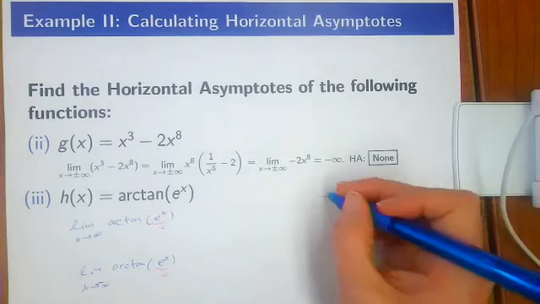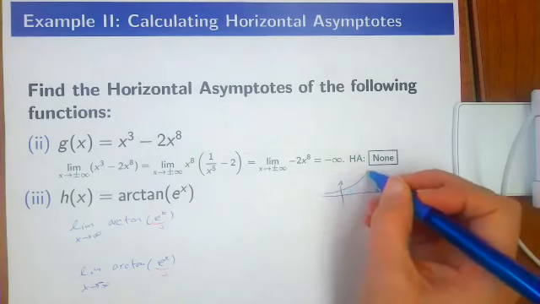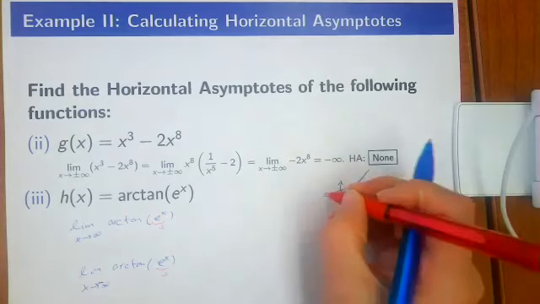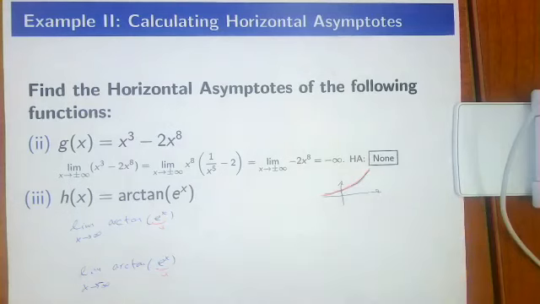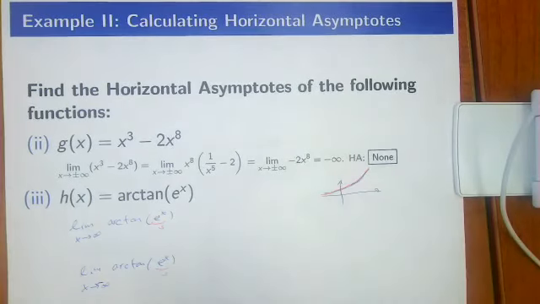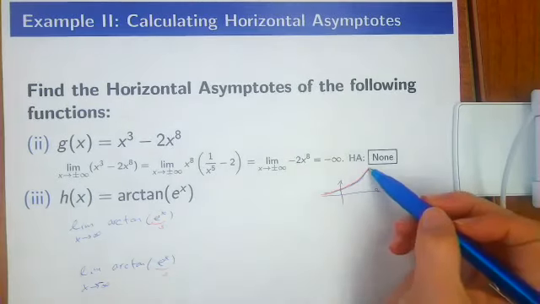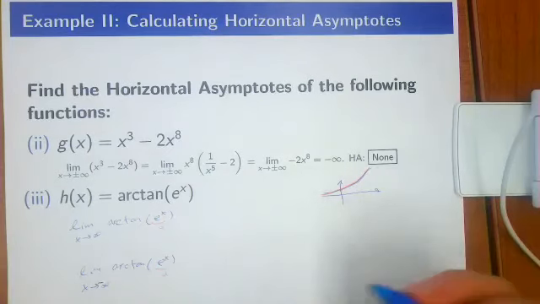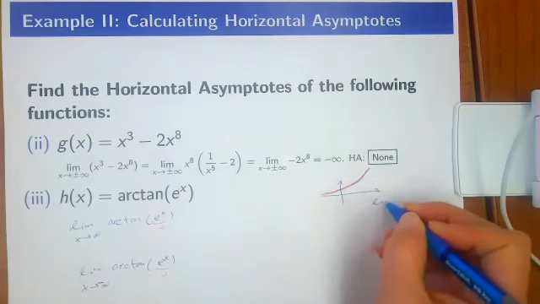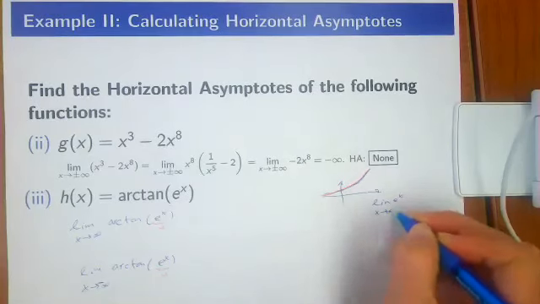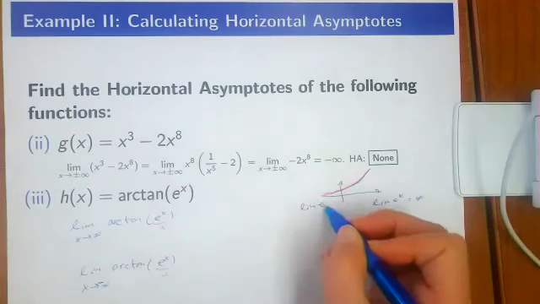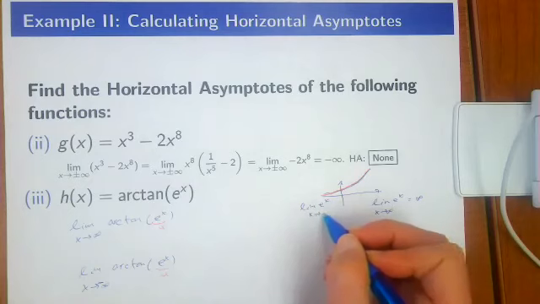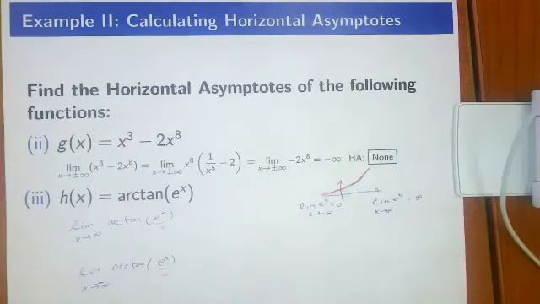e to the x. e to the x looks like that. I can write it with a red right there, and it goes through 1 and other stuff. But all I care about is the end behavior of e to the x. The end behavior of e to the x as x goes to positive infinity is positive infinity. The end behavior of e to the x as x goes to negative infinity is 0.